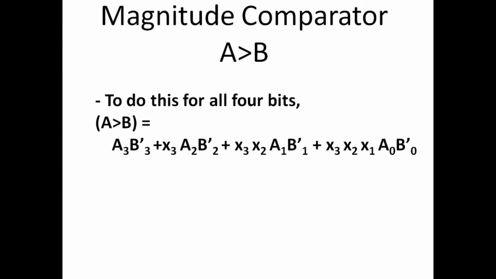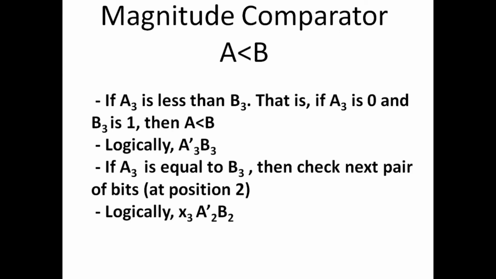So we have derived the Boolean equation for A is greater than B, and similarly we can proceed. We can derive the Boolean equation for A is less than B. Quite similar to A is greater than B, we must compare the bits at the most significant position first, and if they are equal, then we have to compare the next pair of bits on the right side. So if we are talking about the bits at the most significant position, if A3 is less than B3, then we can say that A is less than B.